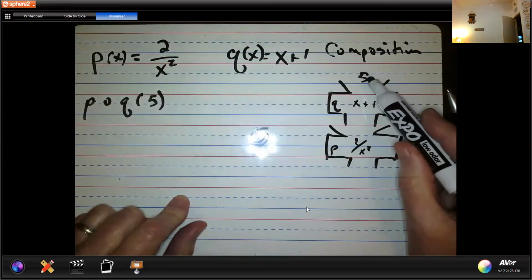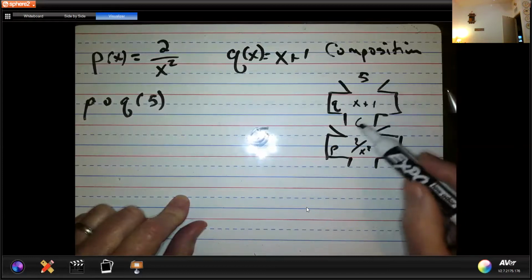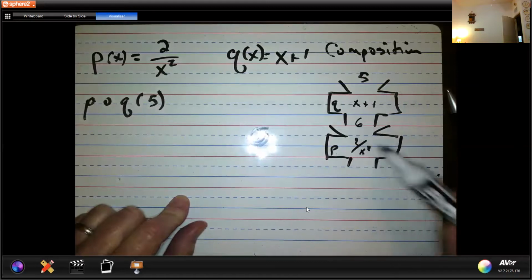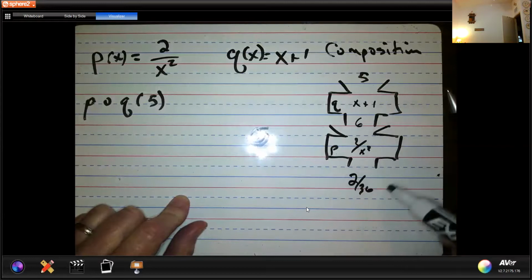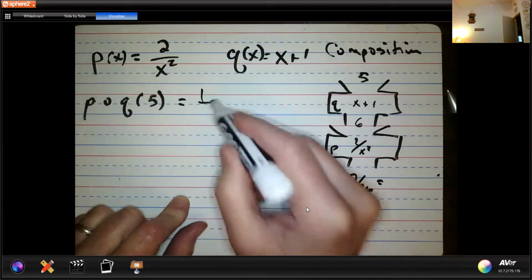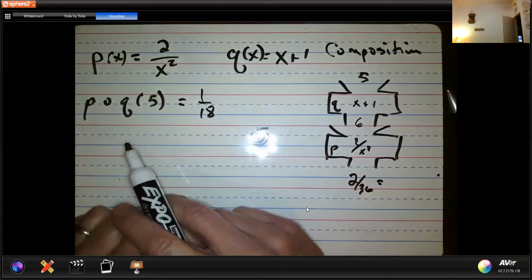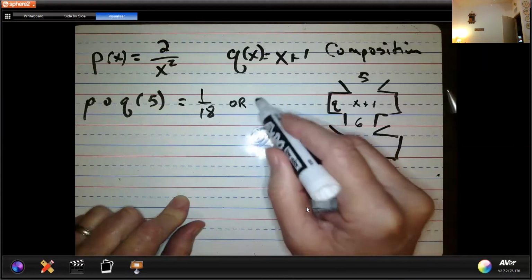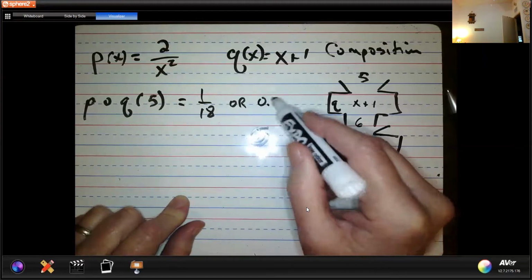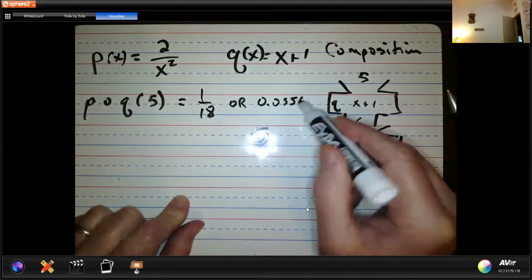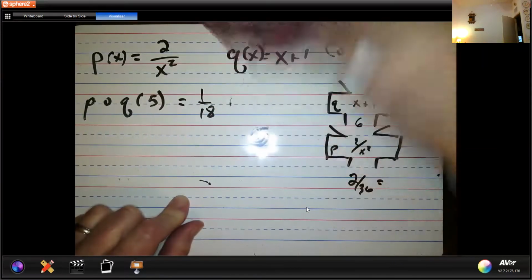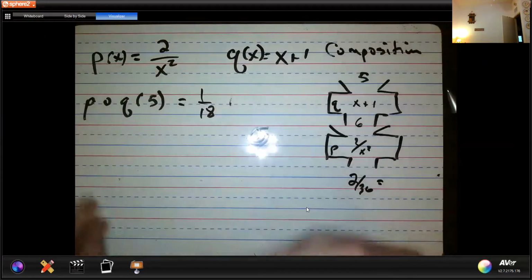So 5 goes in. 5 plus 1 is 6. And then 6 goes right here. 2 divided by 6 squared. So 2 divided by 36 is the answer that comes out. Woo-hoo. We can reduce that. That's 1 over 18. And if you really love decimals, I think that is 0.556, something like that. You don't have to. You can write decimals if you want. I like fractions so much better, so we're going to let it lie.